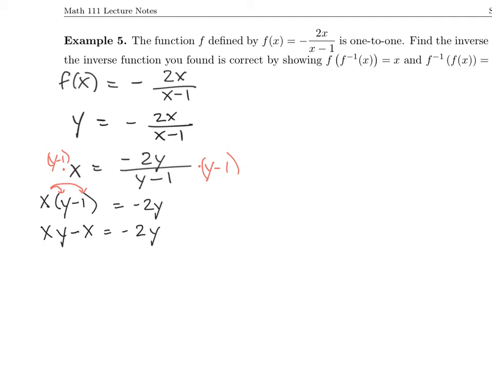So I'm going to add x to both sides. So I get xy is equal to positive x minus 2y. And then I'm going to add 2y to both sides so I can get all my y's on one side. So xy plus 2y is equal to x. Okay, so I've rearranged things to the best of my ability so that all the y's are on one side of the equal sign.